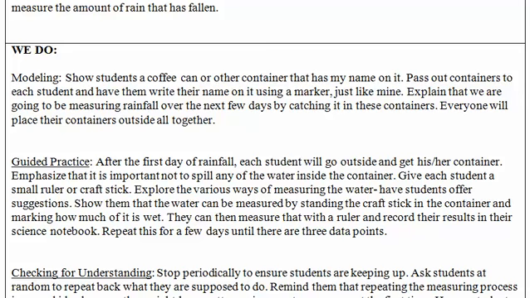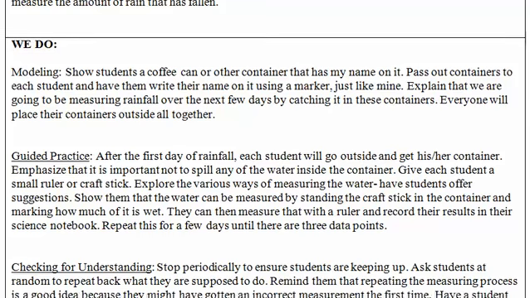So the ways I figured that they could measure it were either with a small ruler or with some sort of craft stick where they can mark the point at which the stick stops being wet, and they can measure that with a small ruler. And they would use these observations to put inside their science journal, where they would label each day and how much water they found in the container. And after getting 3 data points, so 3 days of rain, they will create a chart.